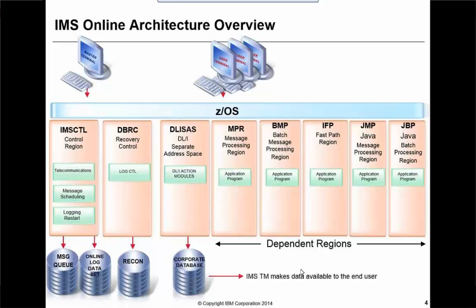And then, of course, you've got devices or user terminals that are connected to IMS, and from these user terminals, users can enter transactions, and IMS will process those transactions and then send replies back to those end users that are sitting at user terminals. So what we're now going to do is sort of focus in on these three address spaces: the IMS Control Region, DBRC, and DLISAS, and see what it is that they do and what their role is.